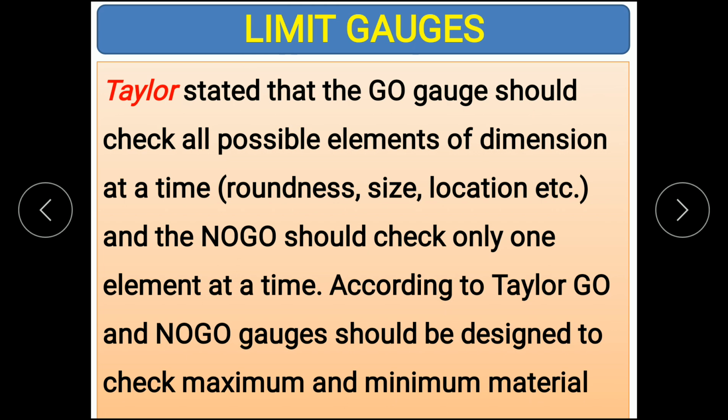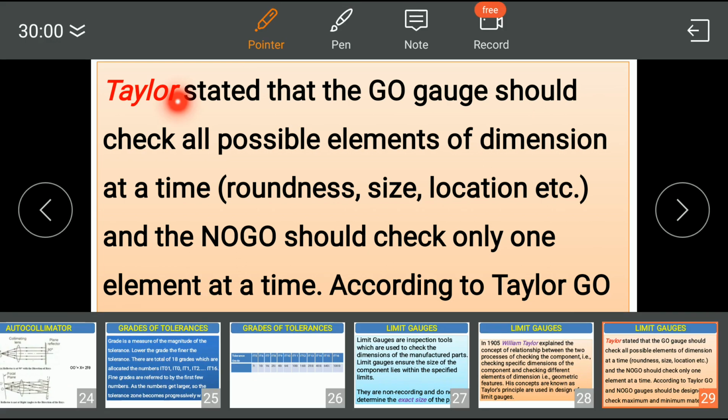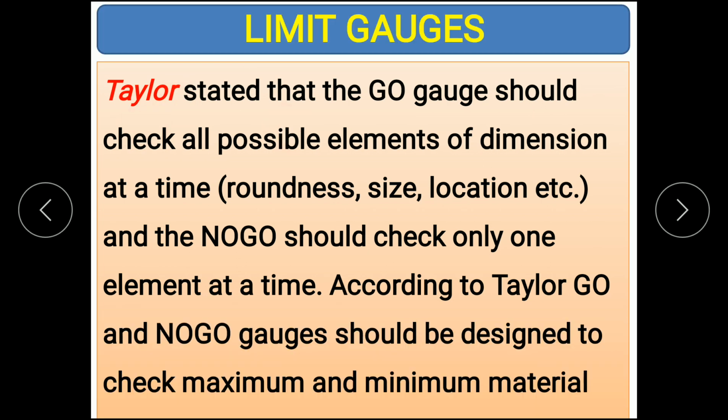So next is Taylor's principle. It is called Taylor's principle. So Taylor stated that go gauge should check all possible elements of dimension at a time. Try to understand this statement. It is very important from the exam point of view also. In the exam they normally ask the question, state and explain Taylor's principle.